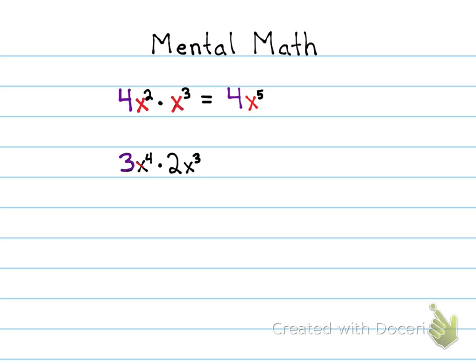Okay, so now I've got 3x to the 4th times 2x cubed. So I know I'm going to be multiplying 3 times 2. 3 times 2 is 6. And then I need to combine my x to the 4th and my x cubed. So I'm going to have 6x to the 7th.